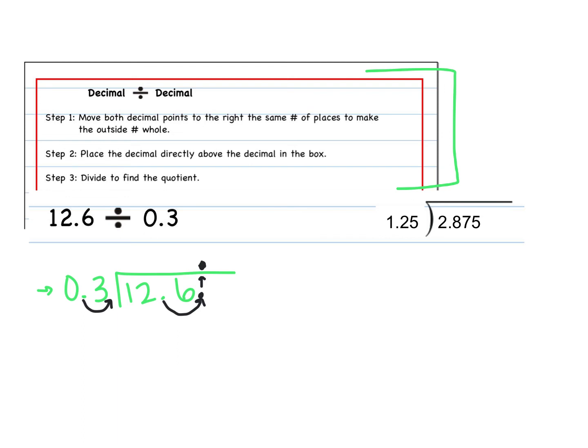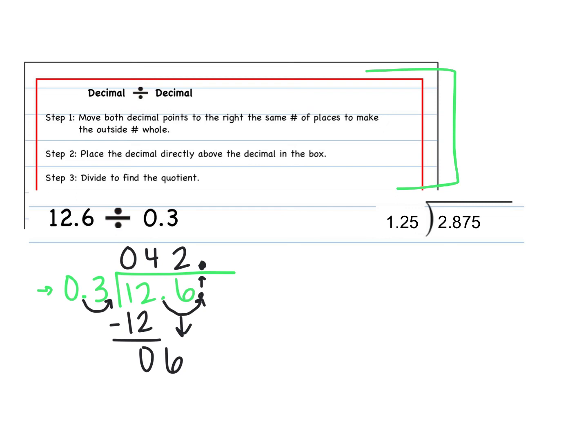Can 3 go into 1? No, so I put a 0 up above. Can 3 go into 12? Yes, it will go in there 4 times. Multiply, 4 times 3 is 12. Subtract 12 minus 12, which is 0. Drop down the next number, which is 6. Now, how many times can 3 go into 6? It goes in there twice.